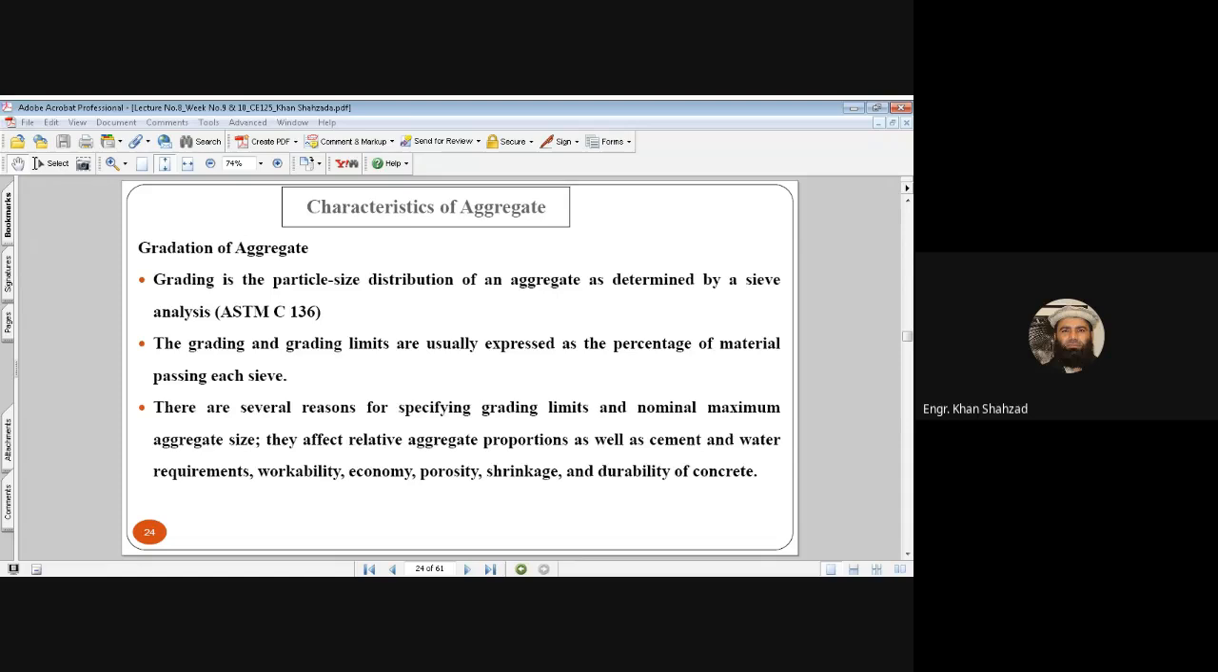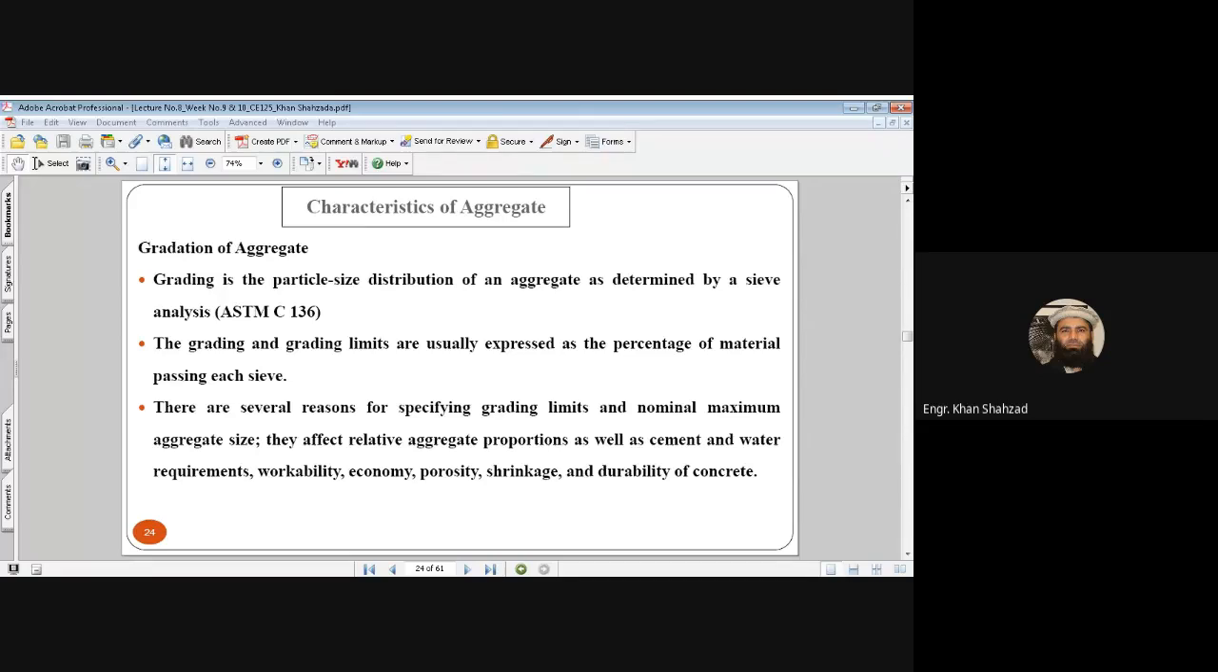Have you people performed this sieve analysis in the laboratory? Yes, sir. We have seen it in videos, but we have not performed it practically. If you remember, I showed you the different types of sieves in the class. Do you remember those sieves? Yes sir, I remember them.